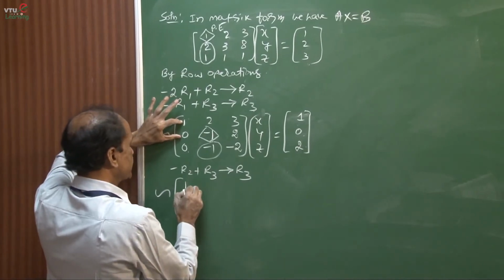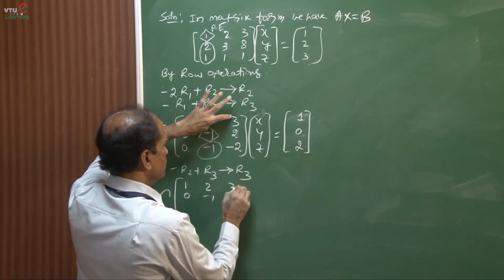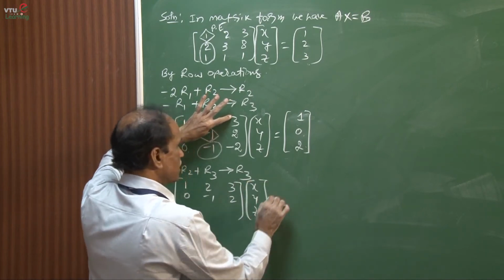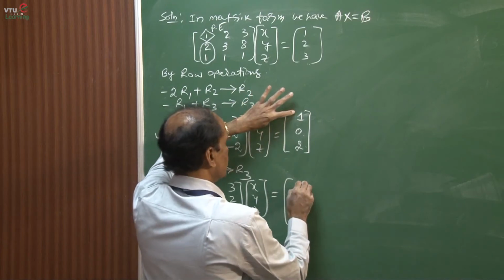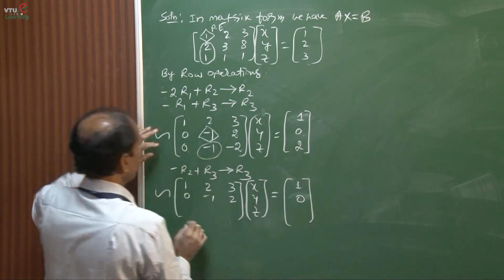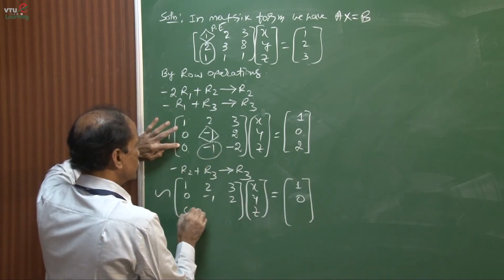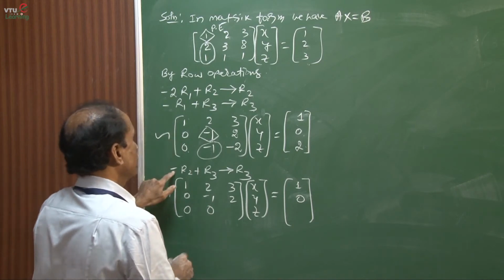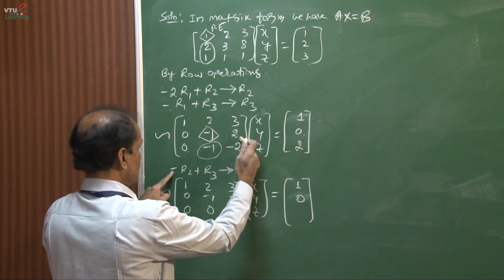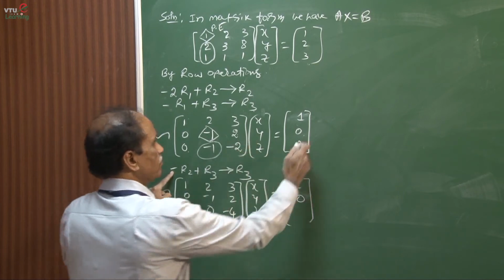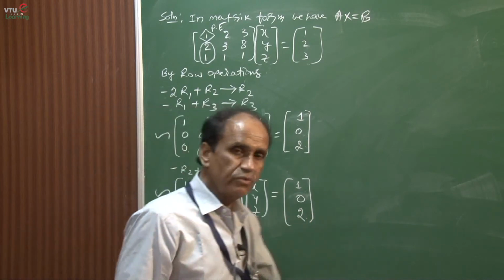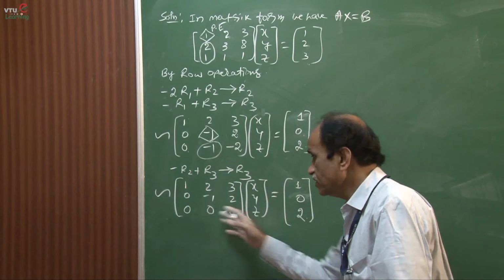The first two rows will remain the same, 1 0, 2 minus 1, 3 2, and x, y, z, and this is equal to 1 and 0. The second element also remains the same, and this we made 0, minus r2 plus r3, that is minus r2 means minus 4, this becomes plus 2 as it remains. So now it is very clear how many non-zeros are left.